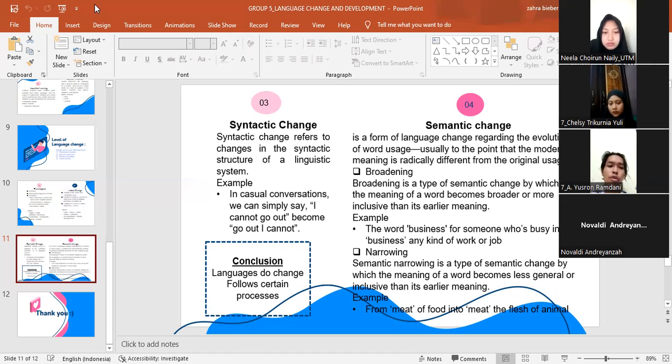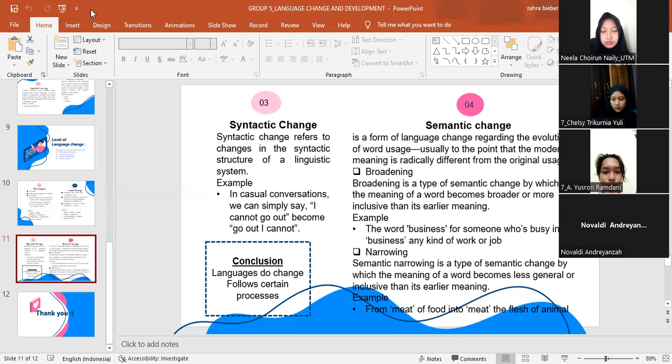An example of narrowing is meat. In Old English, meat referred to any and all items of food, but it could also mean something sweet, any sweet that existed at the time. But as time passed, meat gradually began to refer only to animal flesh. Like before, in the old days, when you wanted to mention food, you could say meat, but nowadays meat is only used for animal flesh, for example, chicken meat, like that.